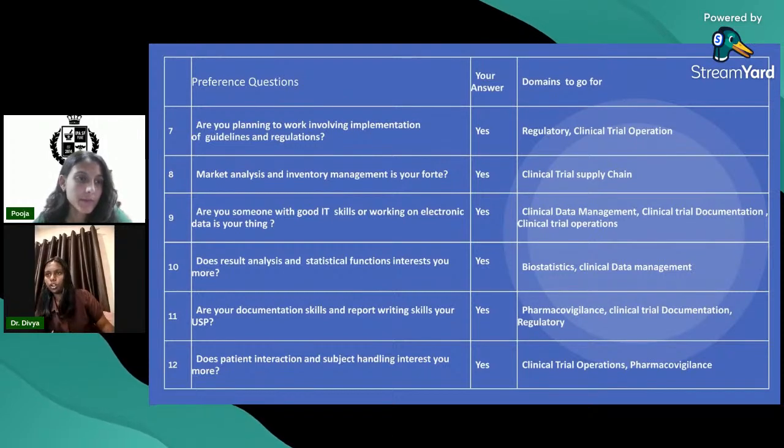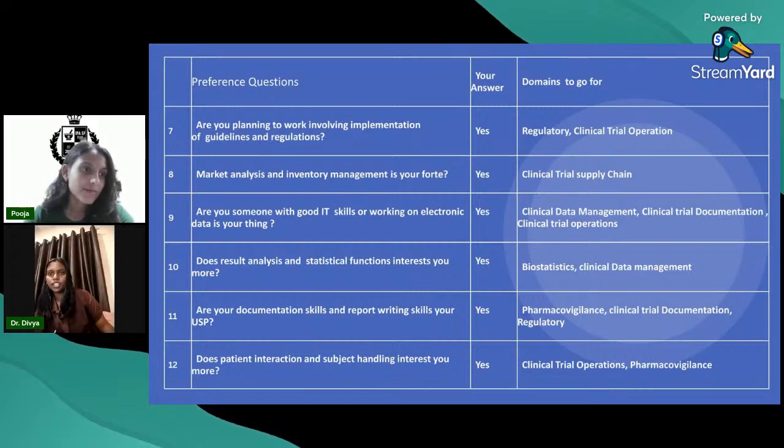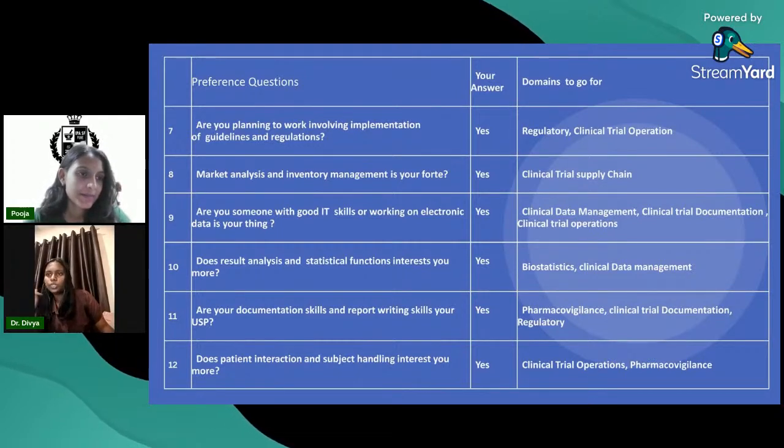Once you have put all the ticks, just calculate the number, see which field is better for you, and you will end up finding out what the top three are for you.